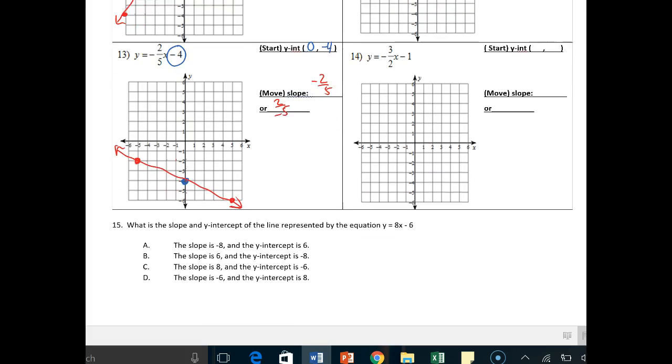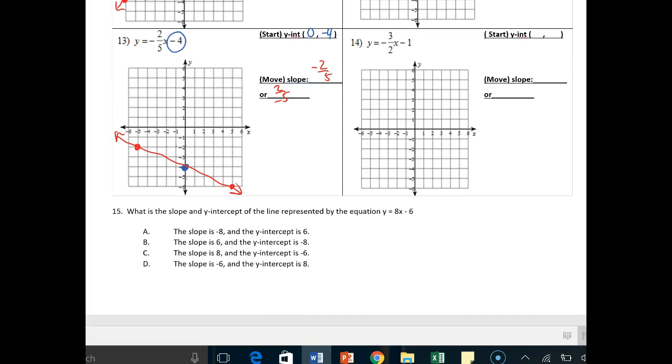Lastly, it says, what is the slope and y-intercept of the line represented by y equals 8x minus 6? That's very simple. 8 is your slope, and (0, negative 6) is your y-intercept. So your slope is 8, so anything that doesn't say positive 8 as your slope is wrong. That's negative 8, that's 6, that's negative 6. Process of elimination, C is the correct answer.